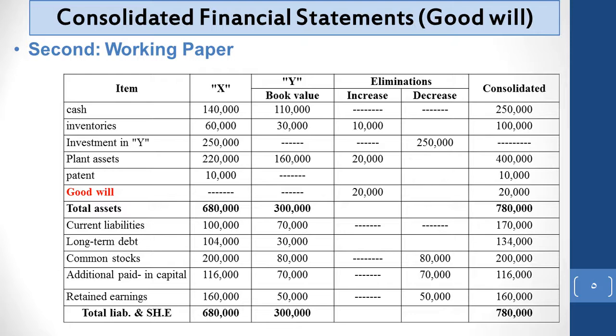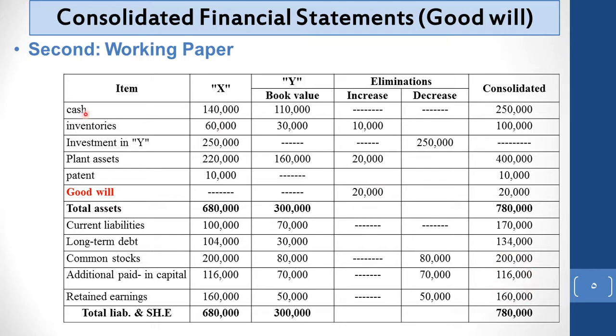Second is to prepare the working paper. It is the same as example 1. All the similar accounts like assets and liabilities will be added, and investment in Y will be eliminated. And don't forget to place the goodwill. Current liabilities and long-term liabilities will be added. The shareholder equity of Y will be eliminated. Only the shareholder equity of X will appear.